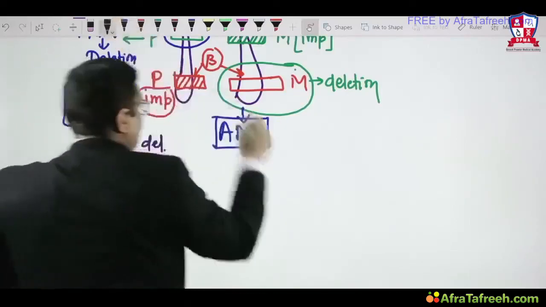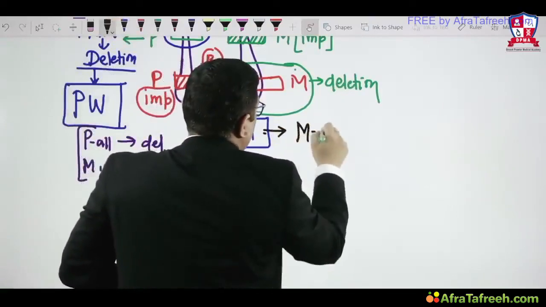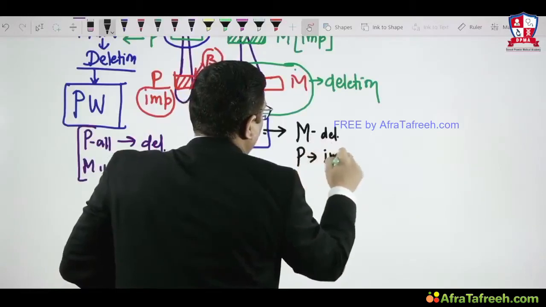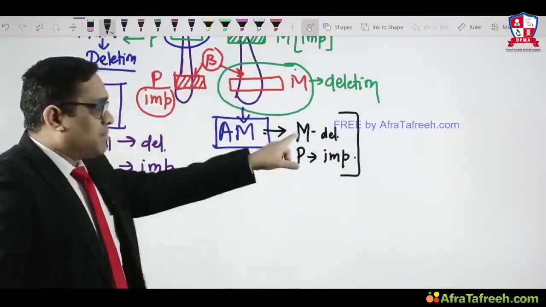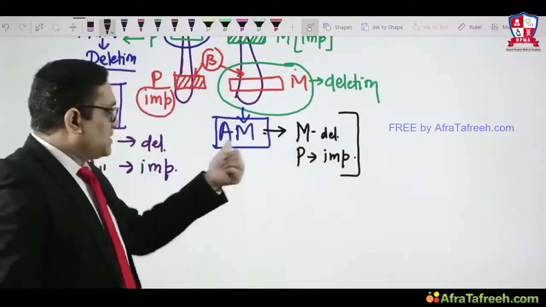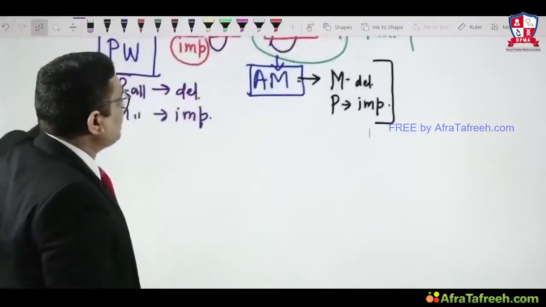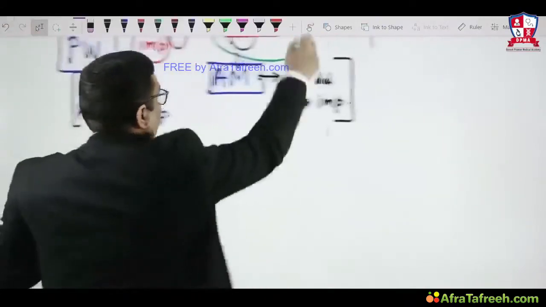What happens in Angelman syndrome? As I said, in Angelman syndrome you can see there is a maternal allele deletion and paternal allele is having imprinting, right? So this is the finding in Angelman syndrome. This will be giving rise to Angelman syndrome, right? So now we will see some of the salient features of the Prader-Willi and Angelman syndrome, right?